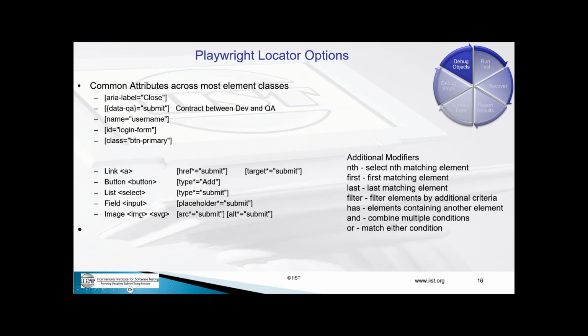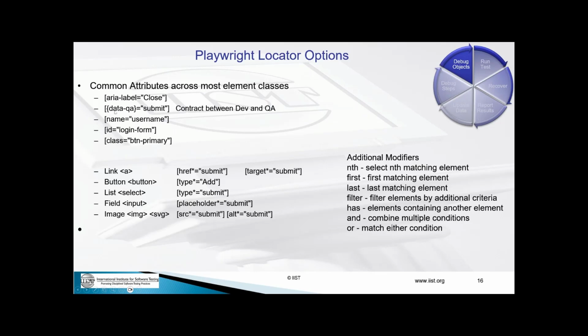And images like IMG and SVG, we're looking for those. Source and alt are the most common attributes. So you're not looking for every single one of them. You're just looking for strings that are in there. Also, you could have a data QA. Oh, there it is. I forgot to mention that. You might have a data QA element.